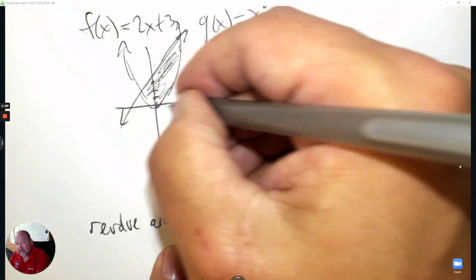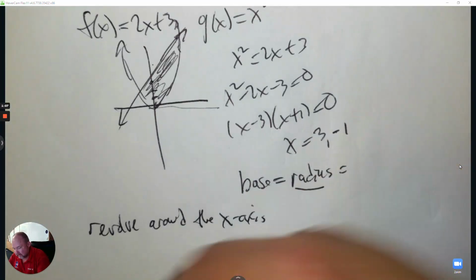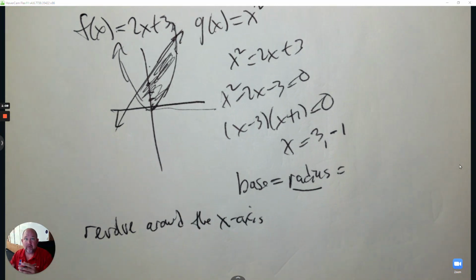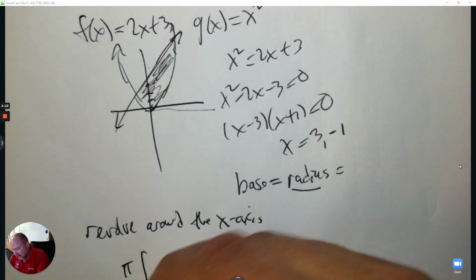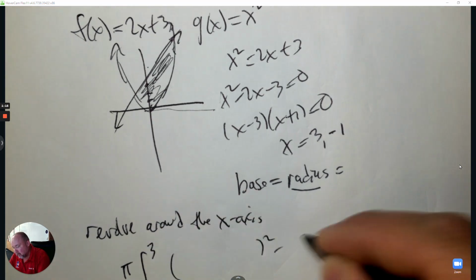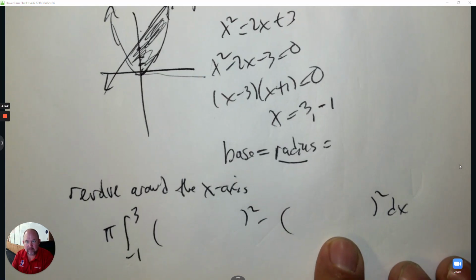So this is the x-axis. Is there a space here between the area and the x-axis? There is. And so that creates what's called a washer. It creates two circles. So for that, it's going to be pi. The bounds are -1 to 3. And I'm going to have 2, and I'm going to subtract them. So I'm going to have a big circle and a small one, and then I'm going to subtract.